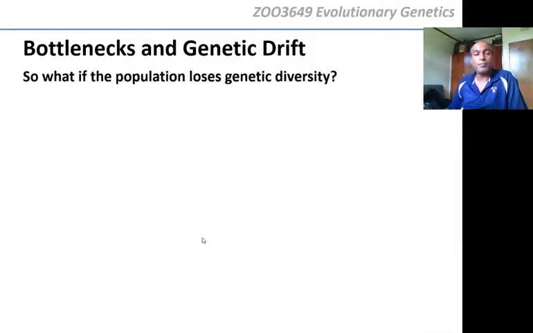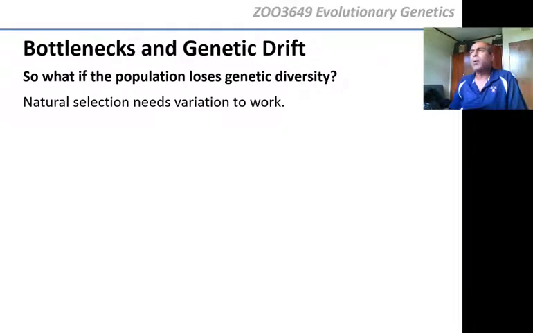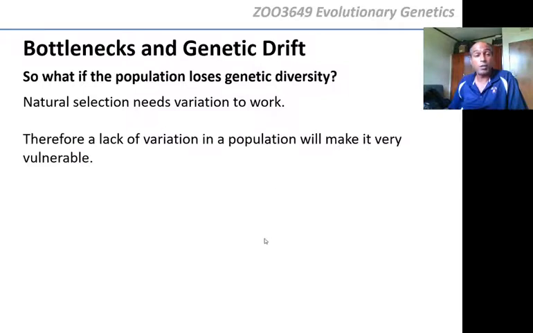Okay, so what if the population loses genetic diversity? Why is that important? We keep saying, oh, the population is going to lose genetic diversity, that's bad. Why is it bad? It's bad because selection needs variation to work. Everybody knew that. Even Darwin realized that selection needs variation to work. Okay, so if you don't have variation in a population, there's nothing to select.